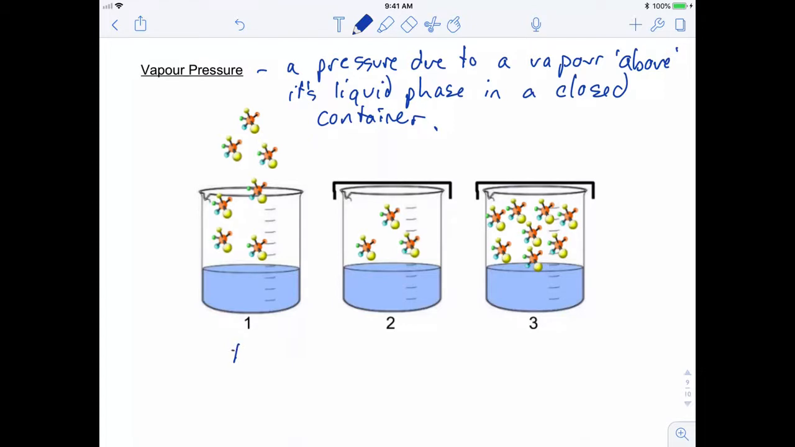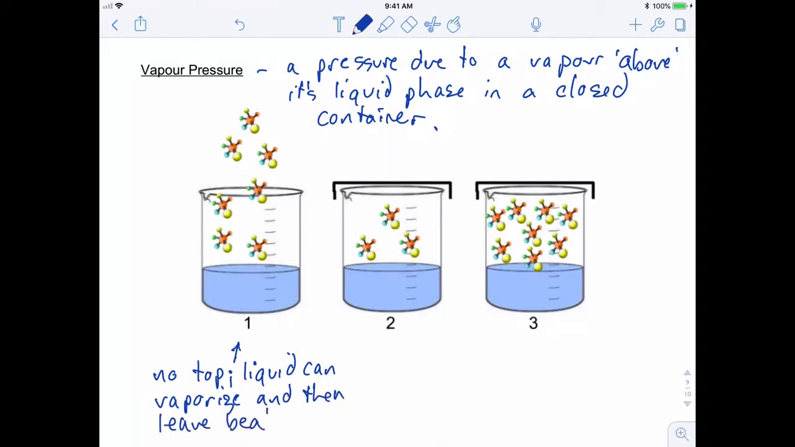So in an open container, as in beaker number 1, there is no lid on the container, so we will get evaporation of the liquid, but it will leave the container. Eventually, the liquid is converted to vapor, all of it, and the container is empty because the vapor has simply moved to fill its space, which is the atmosphere. These other two beakers, beaker 2 and beaker 3, have been sealed. So we have a top on them.